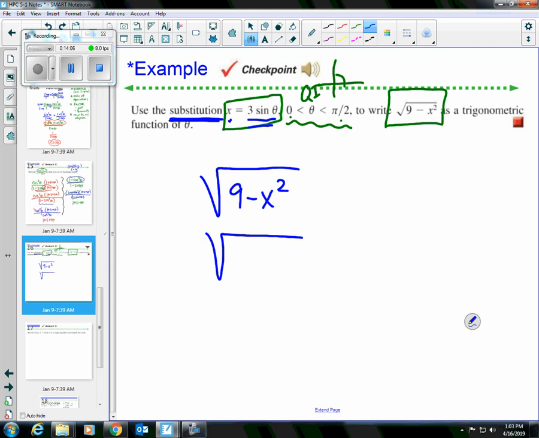So I'm just going to replace x with what it's equal to. So 9 minus, going to do that substitution, so 3 times the sine of theta, and then we have to square that. So we can make the substitution because they told us a value. So in calculus next year, you're going to be doing substitutions like this all the time. I'm replacing a function into another function, and we can do that with trig as well. So let's simplify this a little bit.